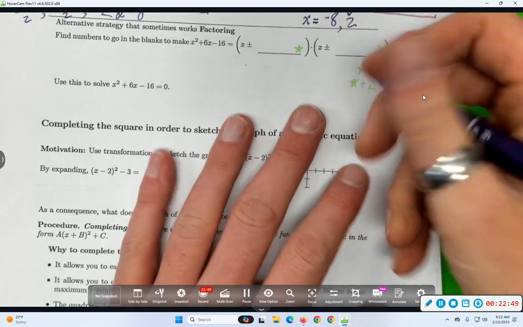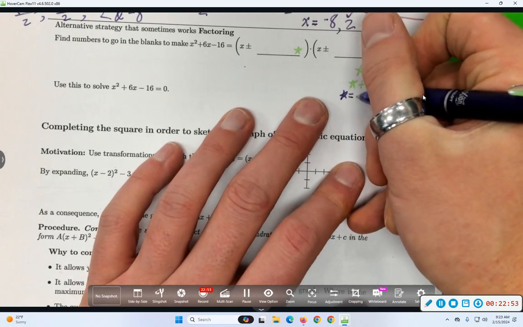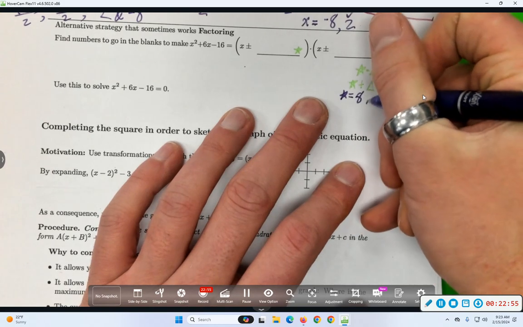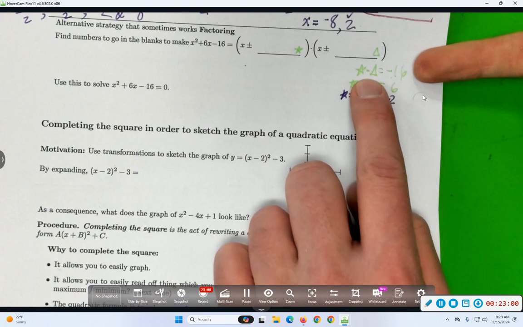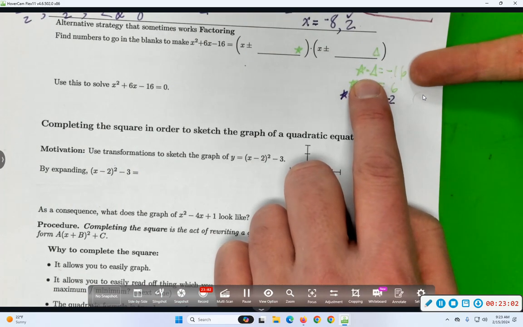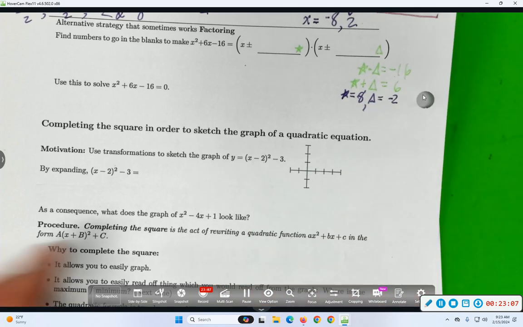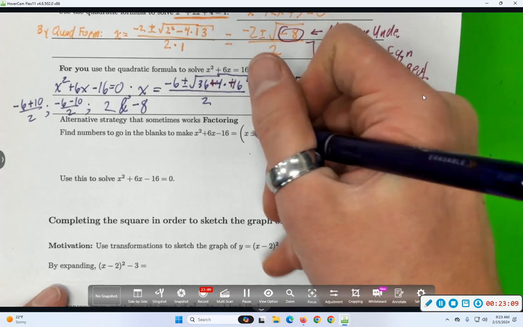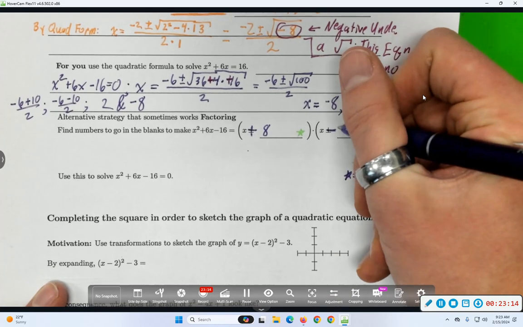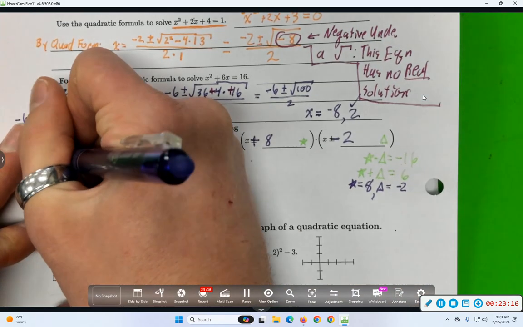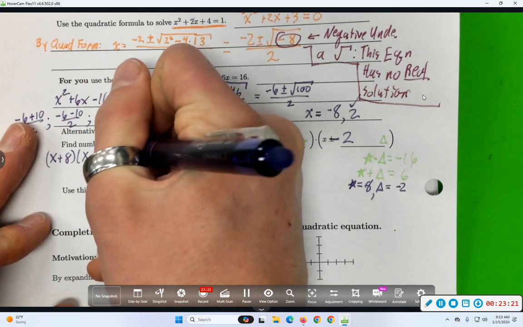Let's try it. So you're using star equals positive 8, triangle equals negative 2. And let's just check these in our head. Do those two things multiply together to be negative 16? Do they add together to be 6? Awesome. So that means this is the same thing as x plus 8 times x minus 2. So instead I can solve x plus 8 times x minus 2 equals 0.